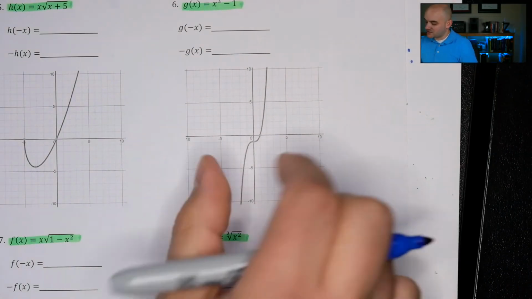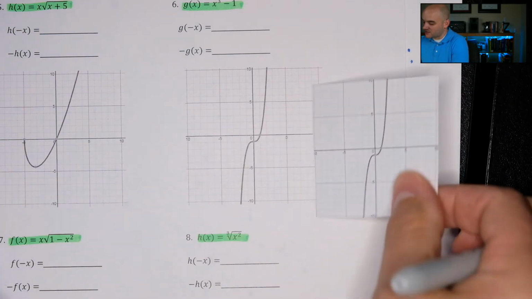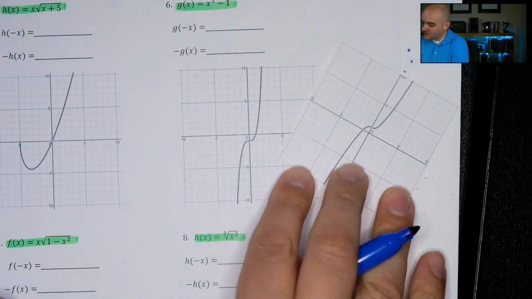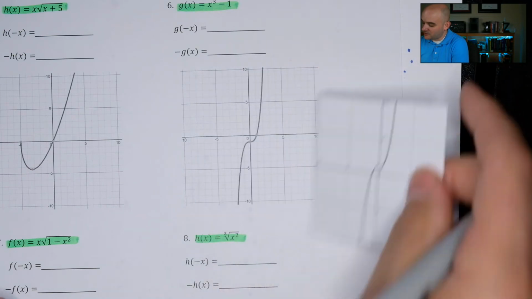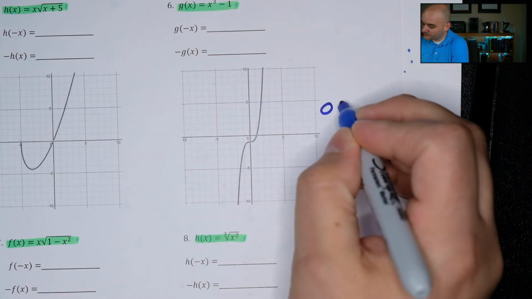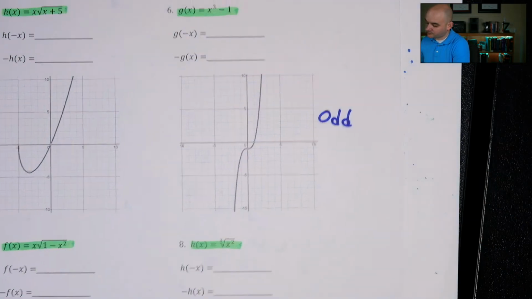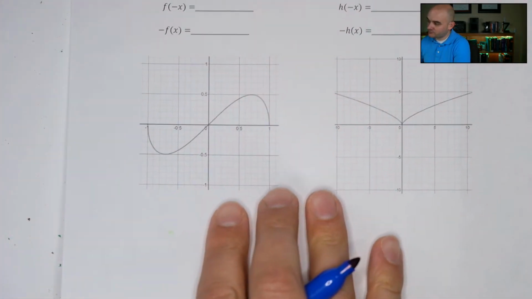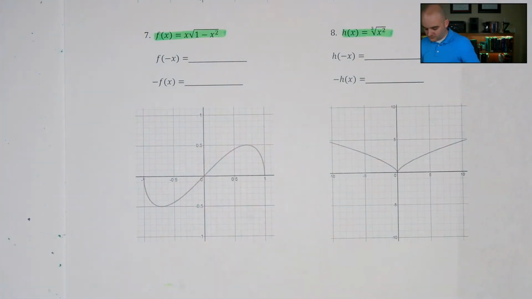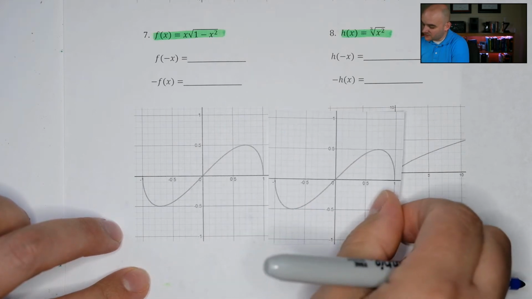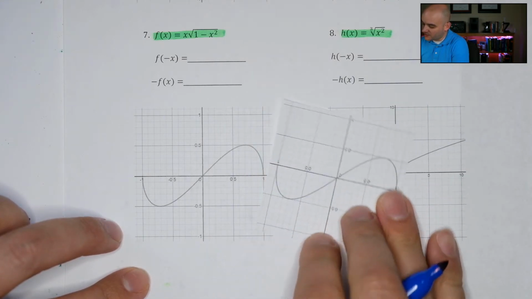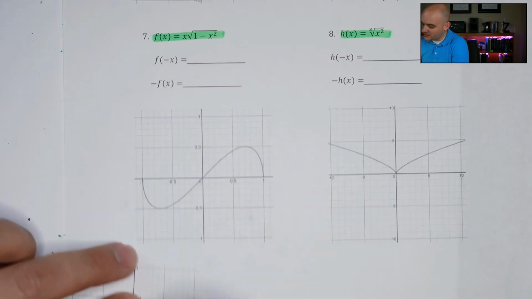Look at number 6. Number 6, you fold it on the y-axis, it's not going to match up. But if we turn it 180 degrees like this, notice it does match up perfectly. This one is an odd function. Number 7. 7 looks to be odd. Let's look at it here. Spin it 180 degrees. Matches up perfectly. It's an odd function.